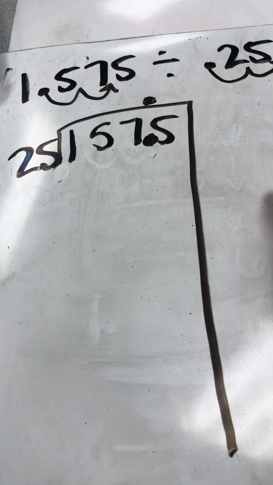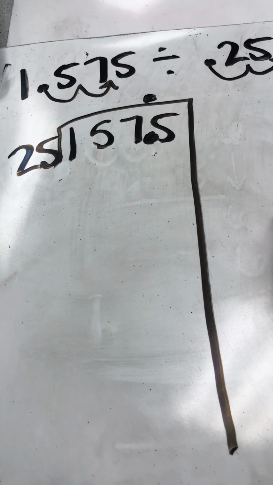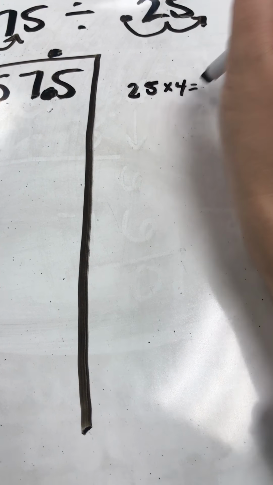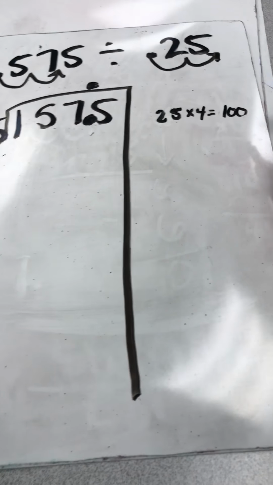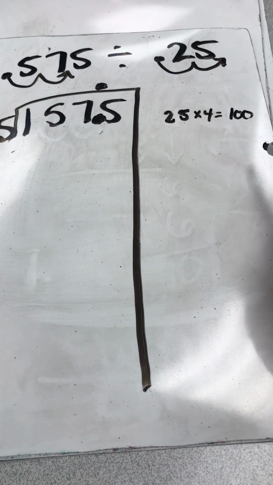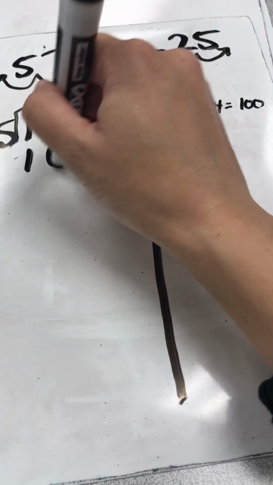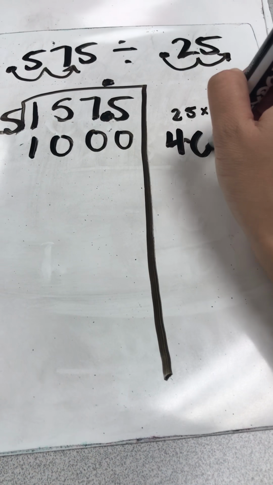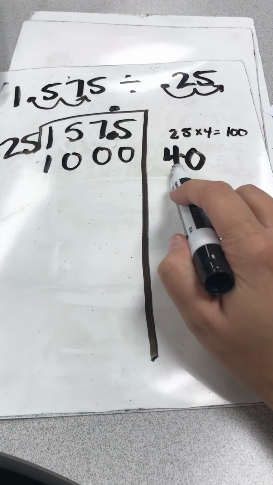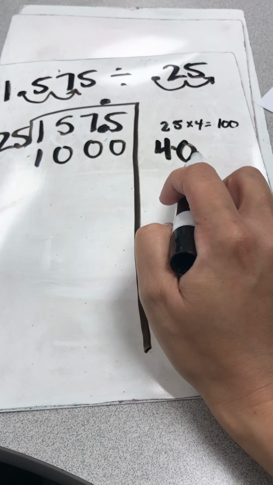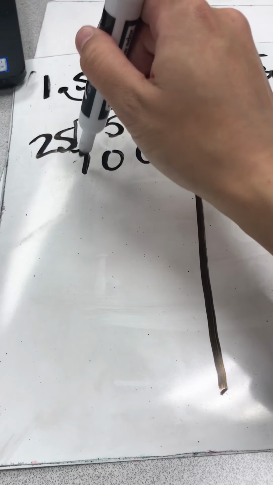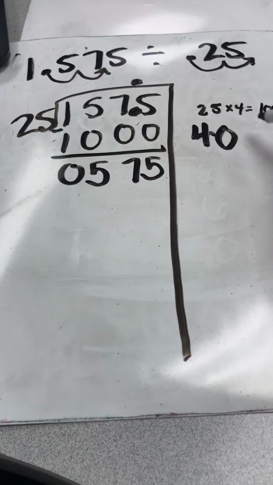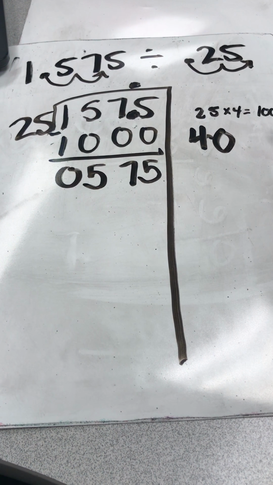I'm going to ignore that the decimal's there right now. Well, let's see. I know that 25, and I'm going to write this on the side, 25 times 4 is going to give me 100. So if I wanted to get to 1,000, I know I can do 25 times 40, because 25 times 4 would give me my 100, and then I'm going to add 1 more 0. When I subtract, that gives me 5, 7, 5, and 0. I'm going to ignore that decimal. I'm not even going to bring it down.